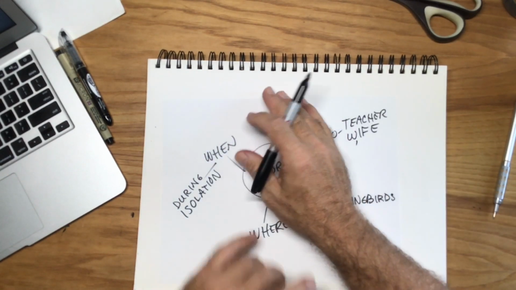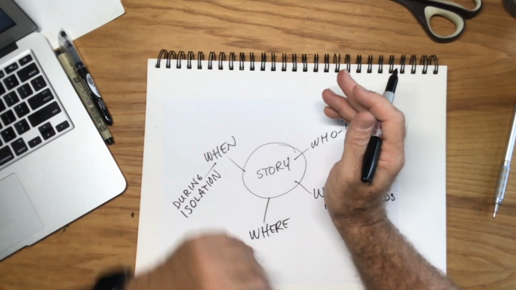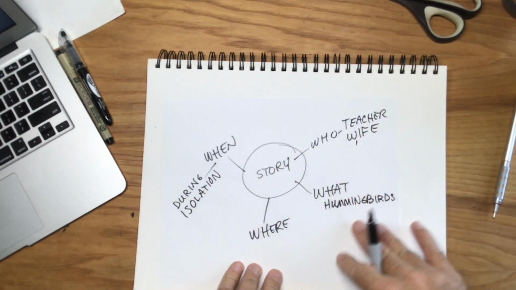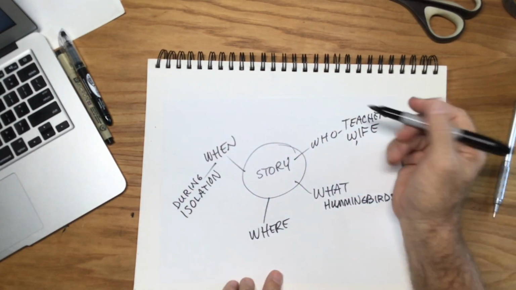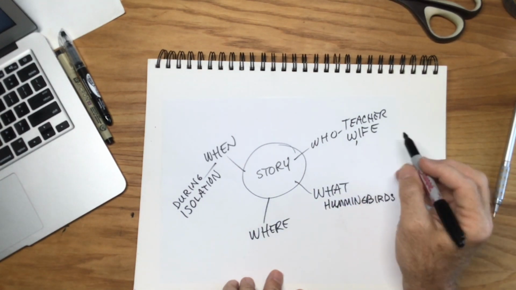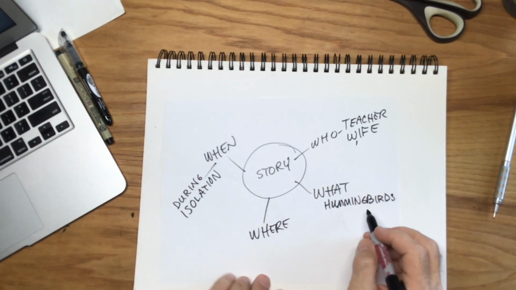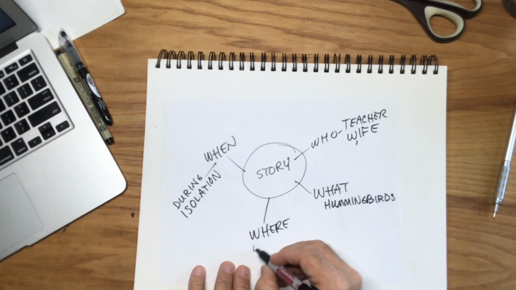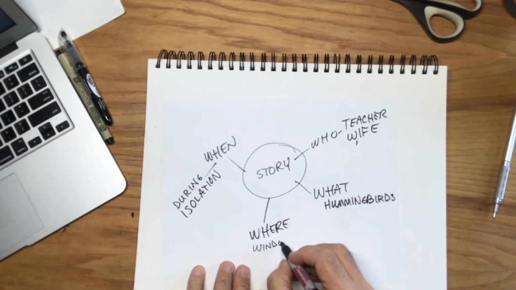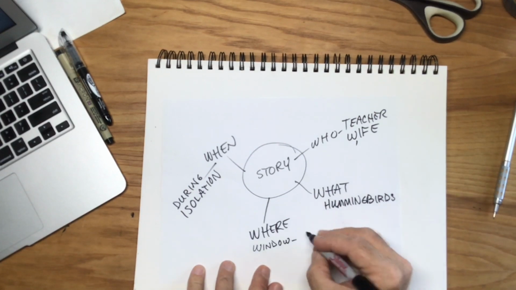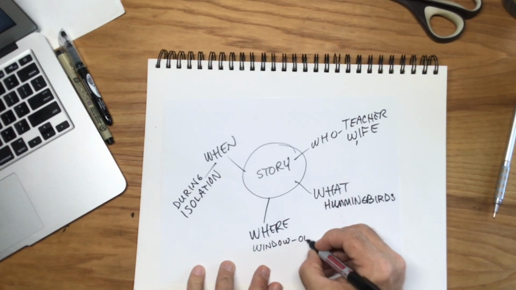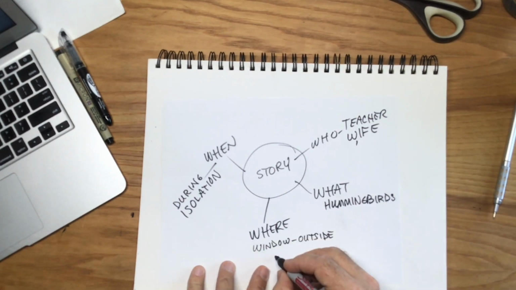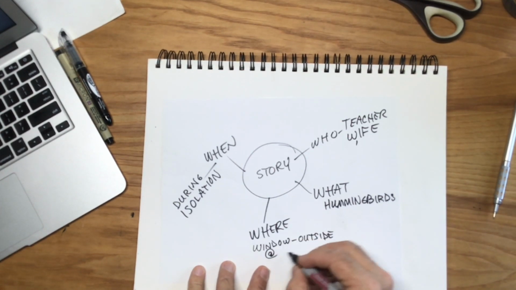Now, keep in mind, when you have your story written, I'm not going to write down the whole story right now. I just have it all in my head so I can explain it to you. So where is it? Well, this could be the window. And then outside the window, there's the hummingbirds at the feeders.